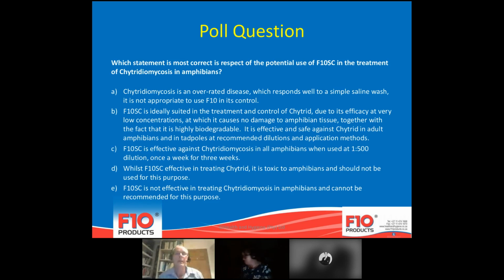It is effective and safe against chytrid in adult amphibians and in tadpoles at recommended dilutions and application methods. Or C, F10SC is effective against Chytridiomycosis in amphibians when used at 1 in 500 dilution once a week for 3 weeks. Or D, whilst F10SC is effective in treating chytrid, it is toxic to amphibians and should not be used for this purpose. Or E, F10SC is not effective in treating Chytridiomycosis in amphibia and cannot be recommended for this purpose. So it should all be very straightforward, having discussed what we've just discussed. So if you would like to poll away.